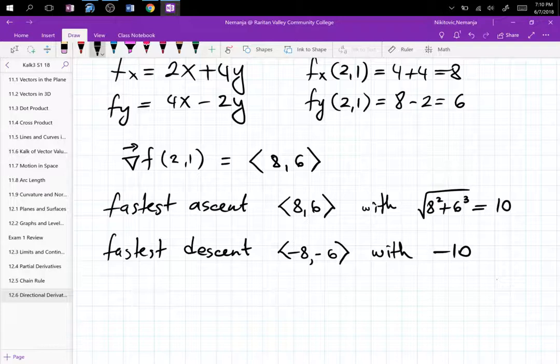Will they always just be opposites? Yes, always, because it's at the same point. So only one kind of steepness exists at that point. Positive to go up and negative to go down.